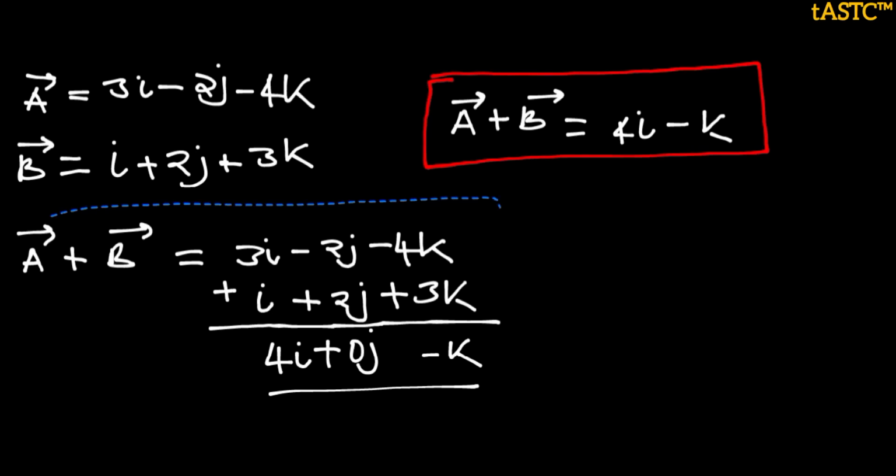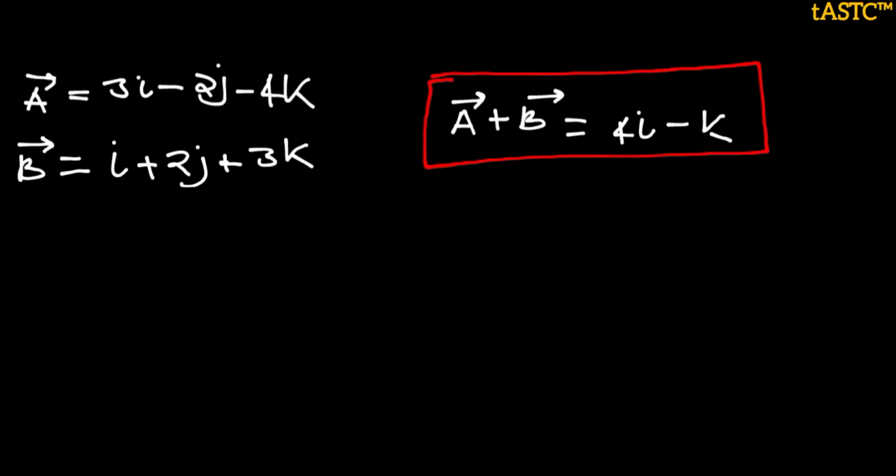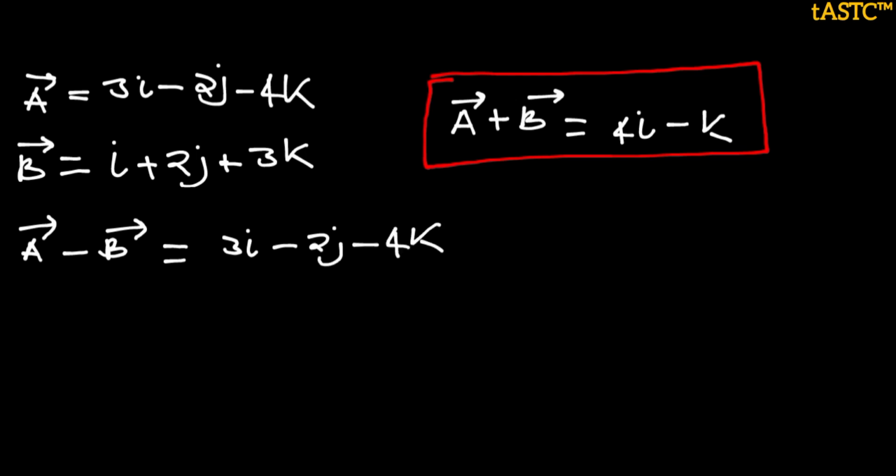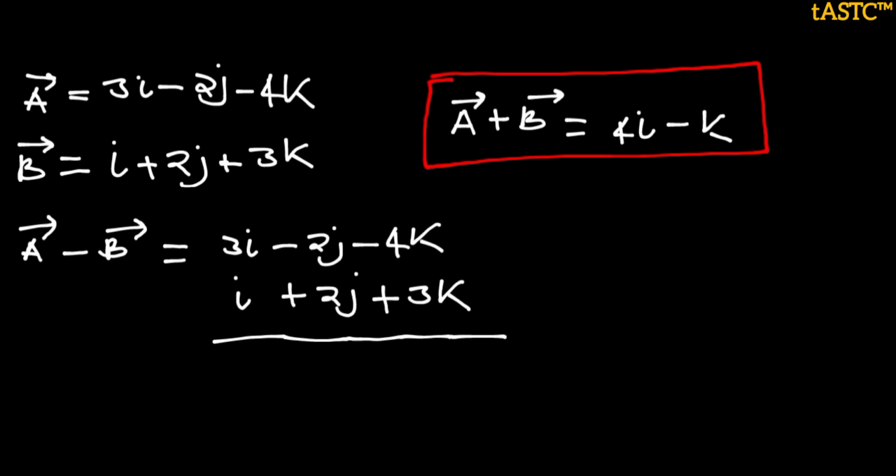Now what if we had A minus B? What is that going to give us? So this is going to be 3i minus 2j minus 4k, and here we got i plus 2j plus 3k. So we got negative 4k minus 3k, so that will give us a minus 7k.